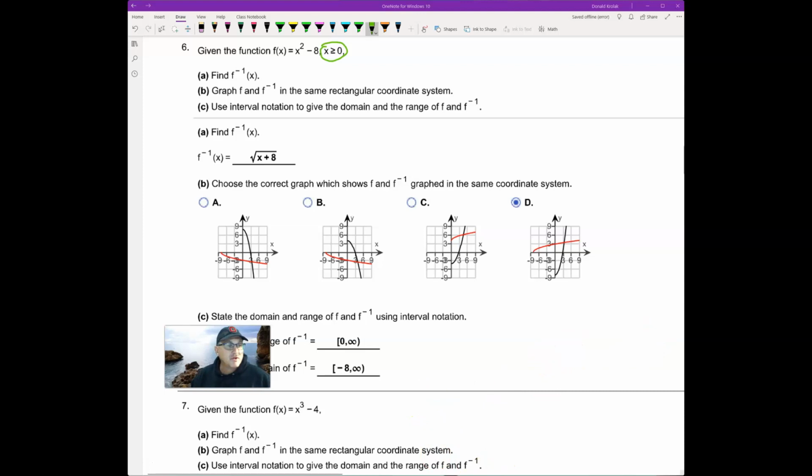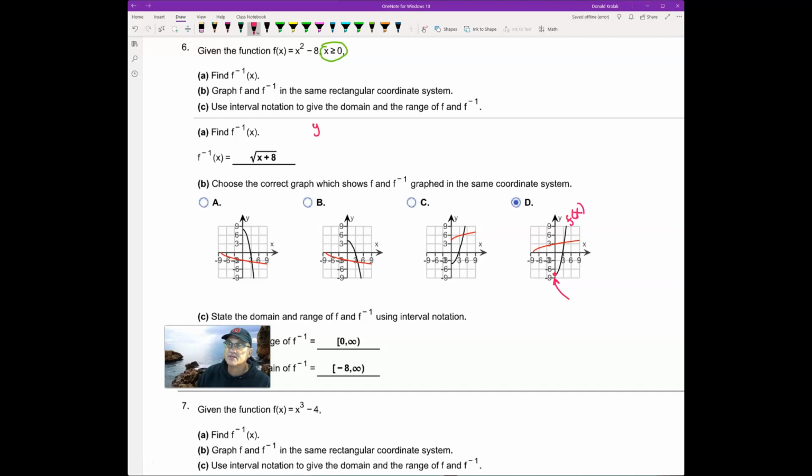All right, and we know that the y-intercept on that graph was 8. So we know, just before we even do anything here, that our choice is going to have to be D, because this is our original function right here in this black line, because that's the only one that has the correct y-intercept. All right, so we want to find f inverse.